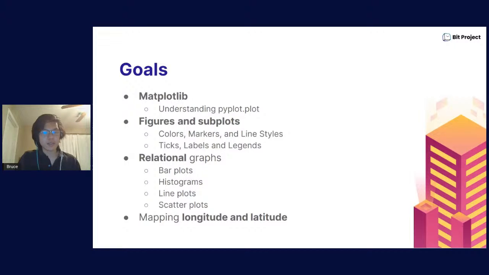Right. So we're going to be talking about figures and subplots, so more information on how we can get more refined details and have stricter control of exactly what we're plotting. And we're going to be talking about different graphs: relational graphs, bar plots, histograms, line plots, scatter plots, really fun. And then in the end, we're going to take a look at a more maybe creative application of this, and we're going to map longitude and latitude from a set of data. That'll make more sense when we get there. Okay, so that's what we're going to be doing today.